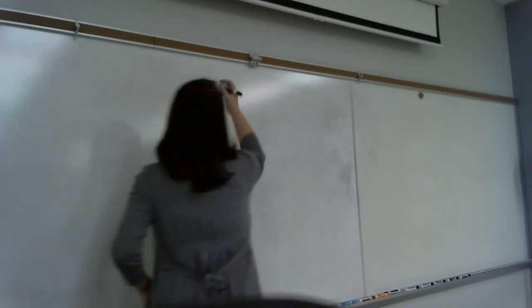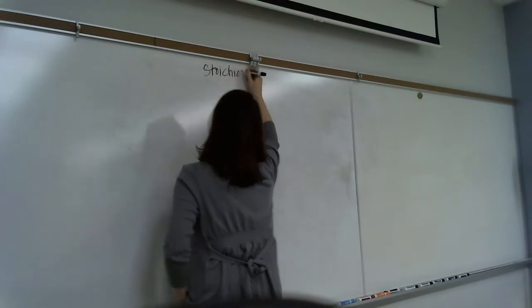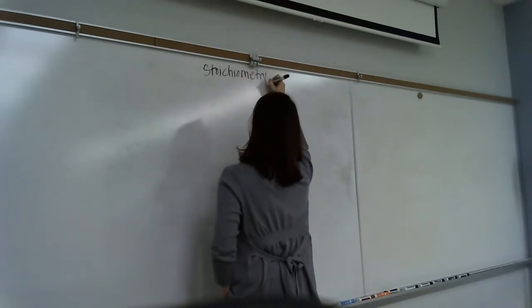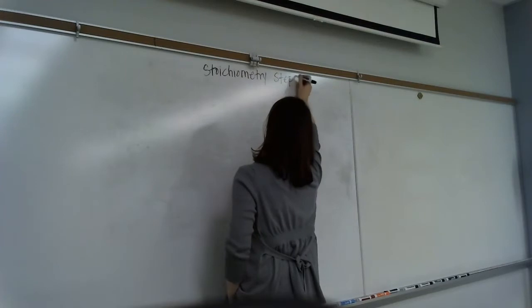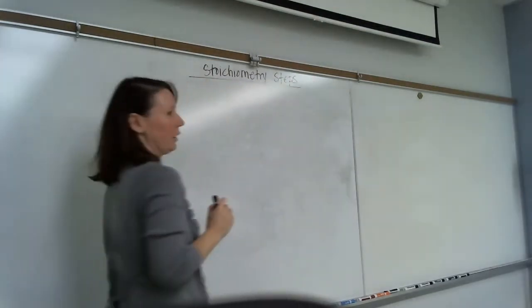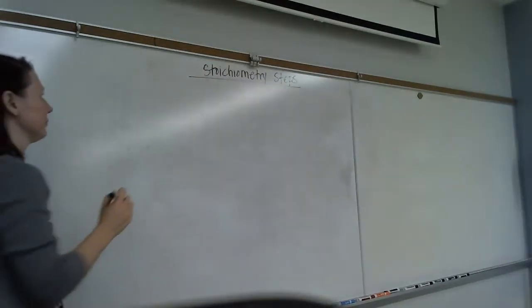Now let's do stoichiometry and limiting reagent. We can do those two together. So stoichiometry is broken up into 3 steps. There are 3 steps to worry about when you're doing stoichiometry.